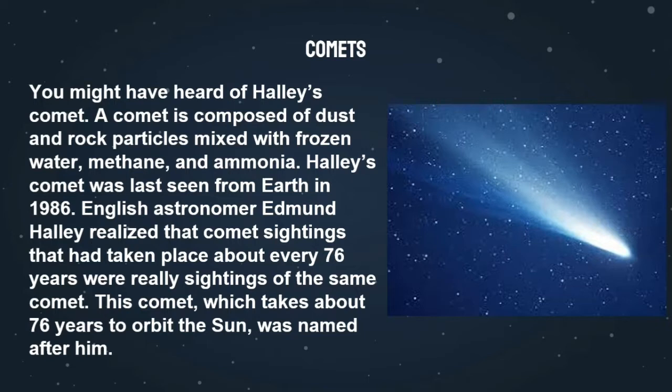English astronomer Edmund Halley realized that comet sightings that had taken place about every 76 years were really sightings of the same comet. This comet, which takes about 76 years to orbit the Sun, was named after him.